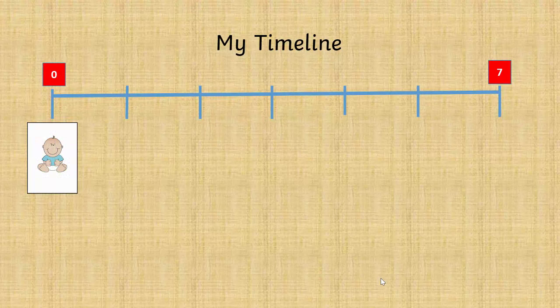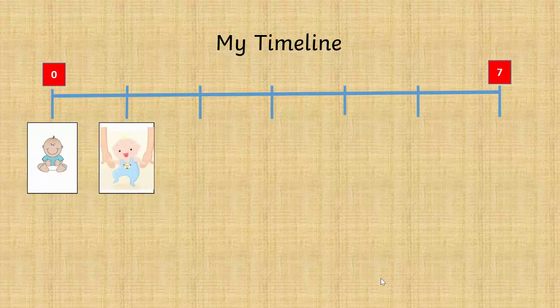Right, so underneath 0, I've put an event down. I've put a picture of a baby. That was when I was born. I was born when I was 0, wasn't I? I wonder what event happened after that. Here we go. Here's a picture. I began to walk. So I've put a picture here of a little toddler walking.